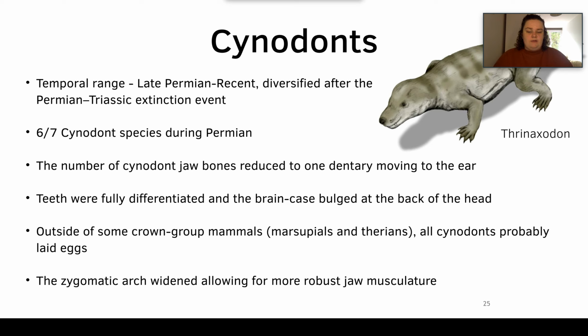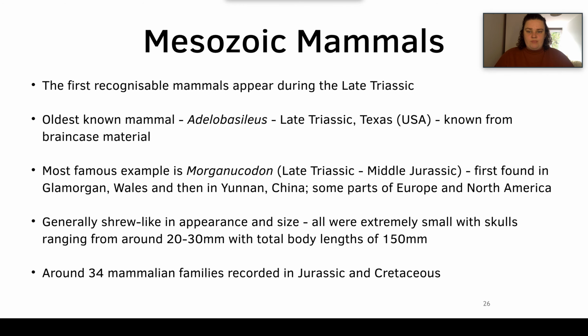And mammals, so crown group mammals, include marsupials and therians. All cynodonts probably laid eggs. And then also the zygomatic arch, which is this one here, widened to allow more jaw musculature. So it would have been good for eating meat or breaking bones, for example. And we have an example of Thrinaxodon, and I've included a little material on Thrinaxodon, and it's the story behind it.